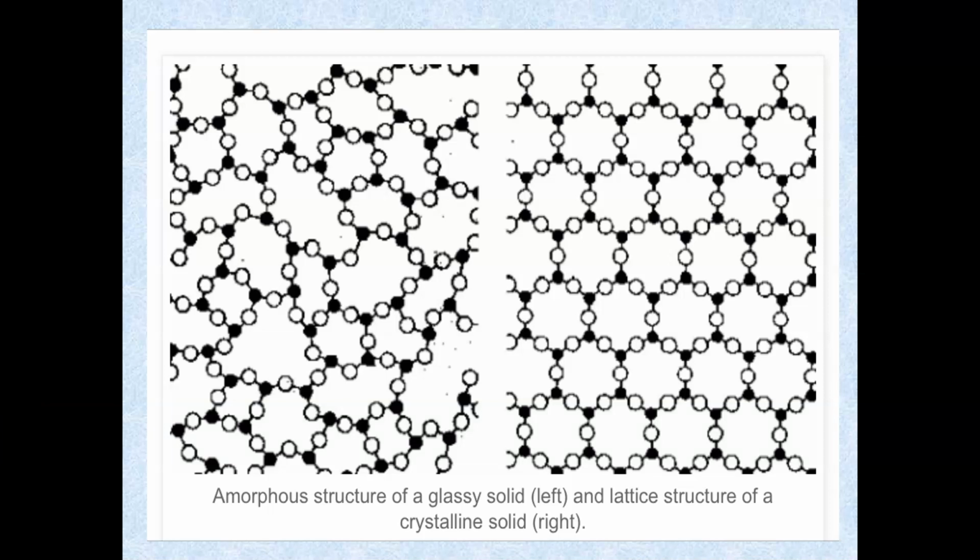The structure of the glassy solid is irregular and random, while the lattice structure of the crystalline solid is precise, highly ordered, and has characteristic geometric shapes. And there's an example of them. There's glass here on the left, or a glassy solid, and the lattice structure of a crystalline solid, which this could be a metal over here on the right.